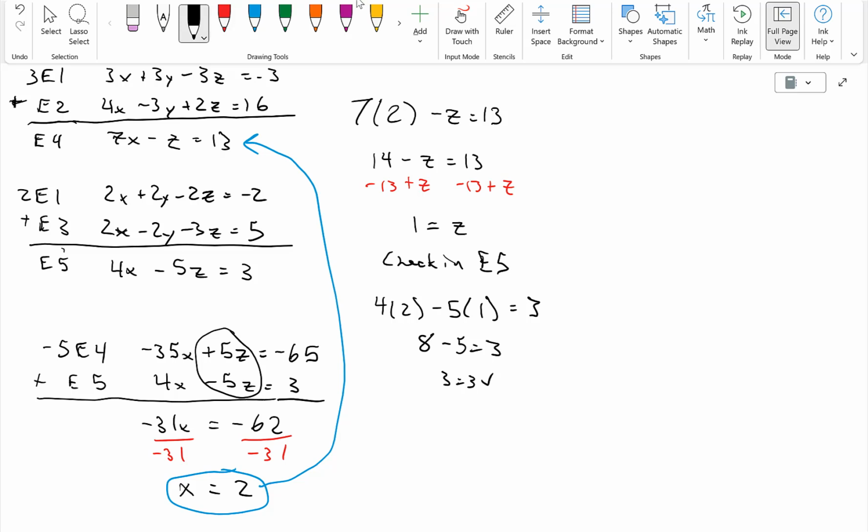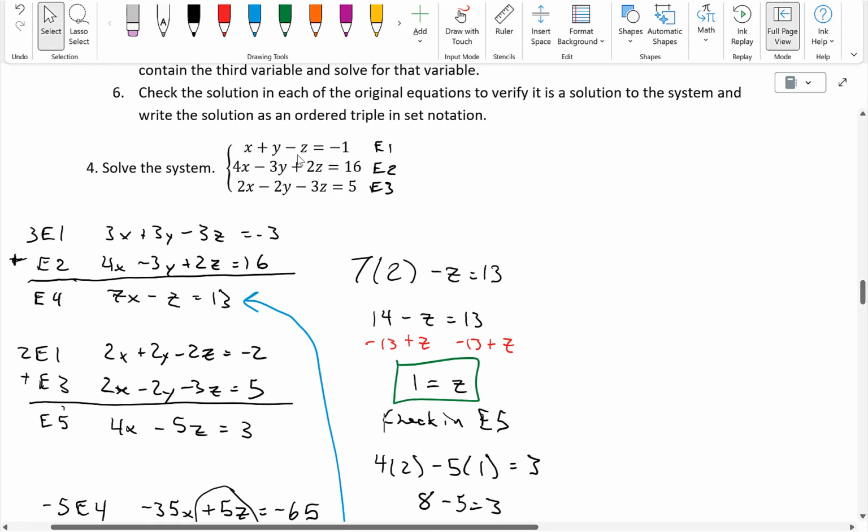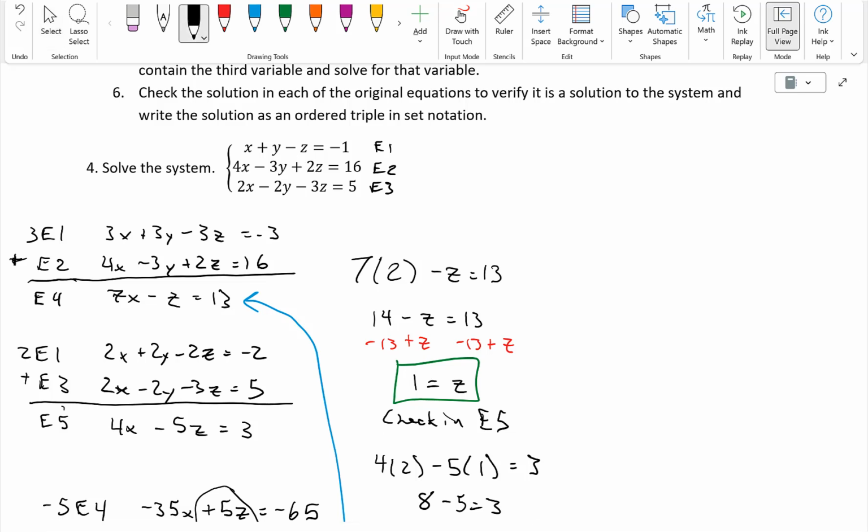And so now we can take the 1 we got for z and the 2 we got for x and substitute it back into any of our first 3 equations to solve for y. The first equation looks the easiest, so we'll just go in there. So I'd get a 2 plus y minus 1 equals negative 1. 2 minus 1 is going to give me a 1 plus y equals negative 1. And when we subtract that negative 1, we find that y is negative 2.